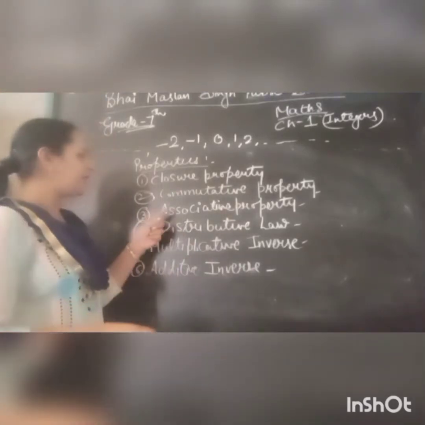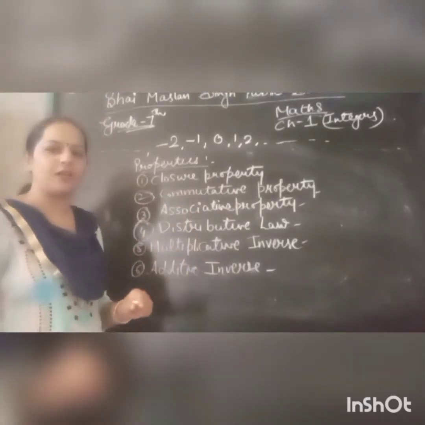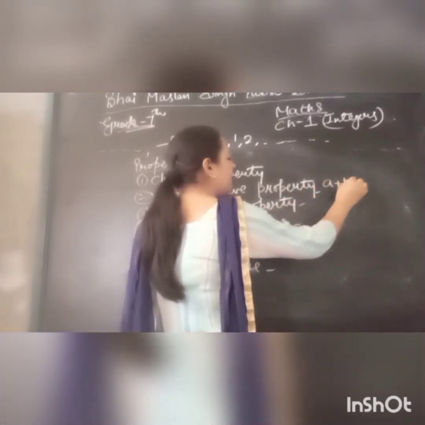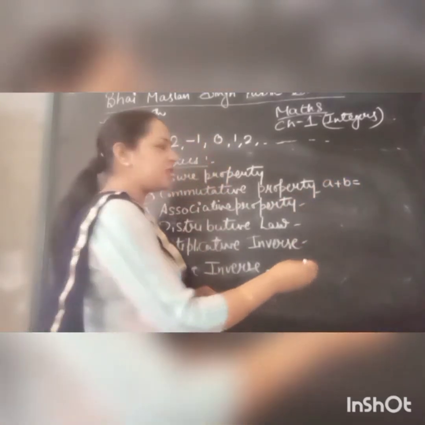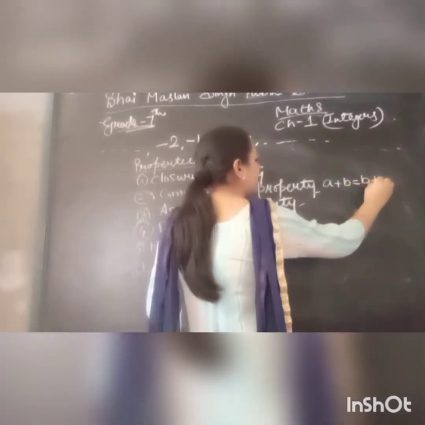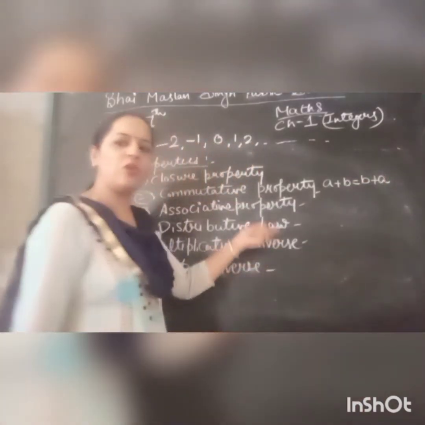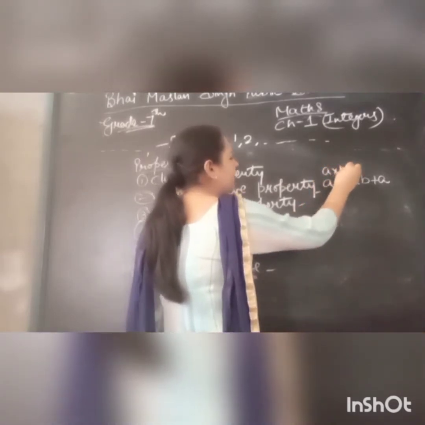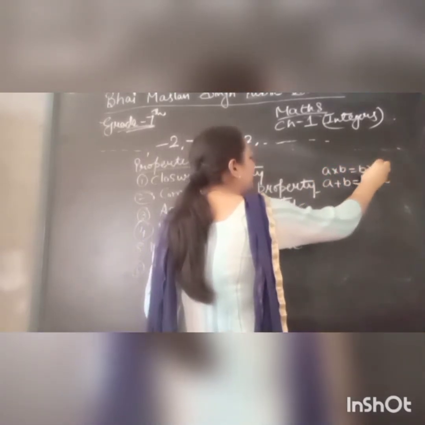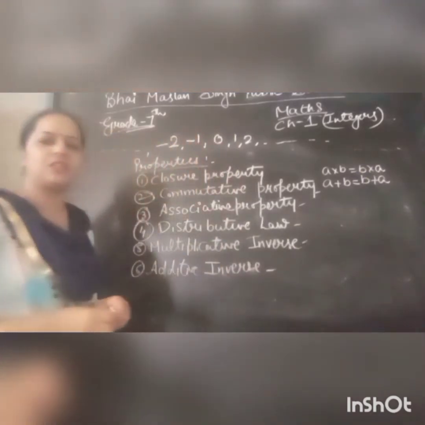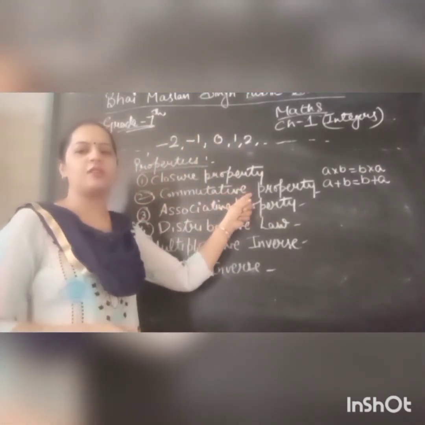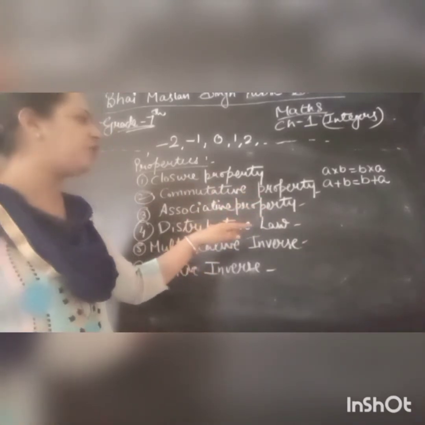Next, student, the next property is commutative property. It means if I add A and B, my answer will be the same as if I add B to A. And the same holds for multiplication also. If I multiply A with B, my answer will be the same as B multiplied by A. Both answers will be the same. But these properties do not hold for subtraction and division of integers.